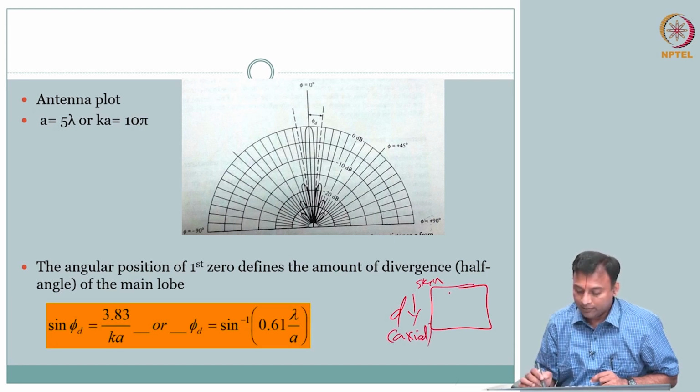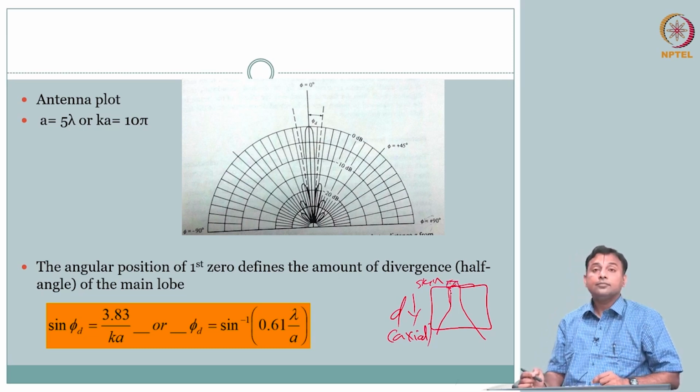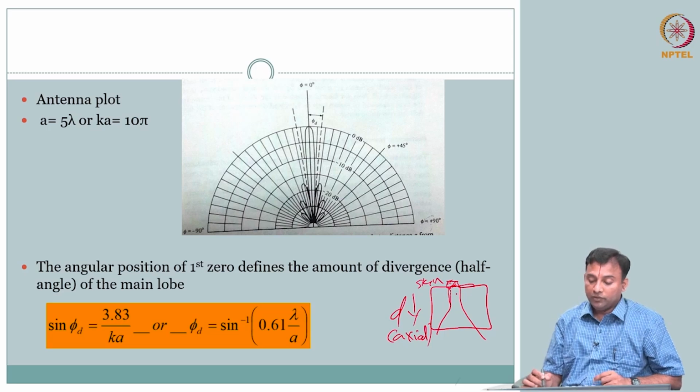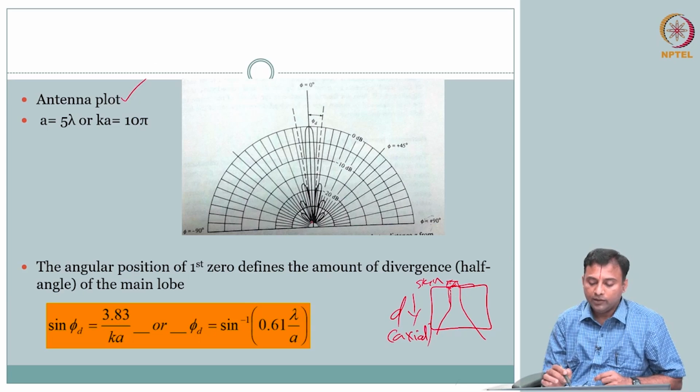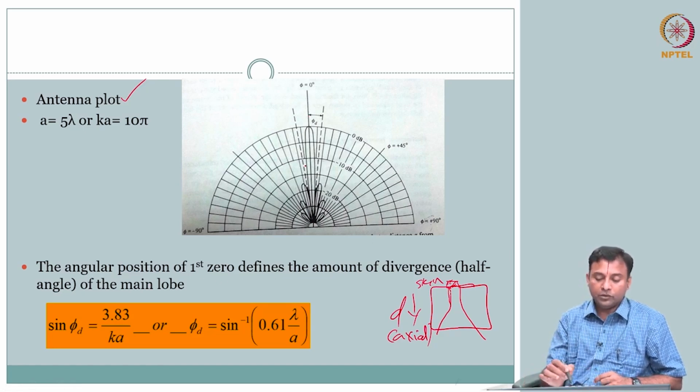But what we are interested in is spreading in the other direction. So we are talking about this direction. If I have to just plot this, this is my transducer. Typically, how do they represent it? They represent it in terms of an antenna plot, where you see that there is an angle of divergence. You can calculate that.